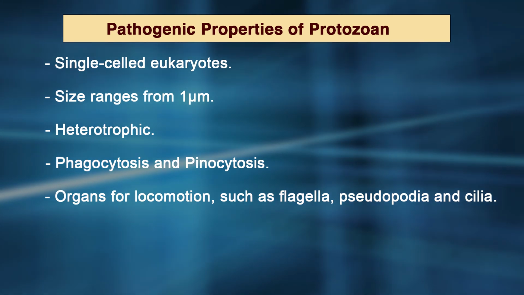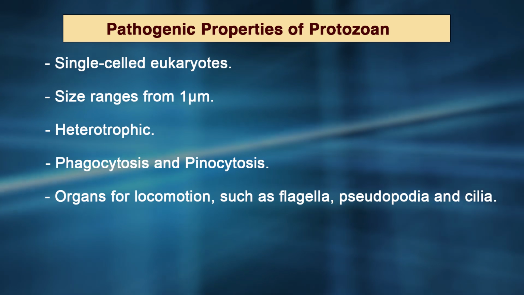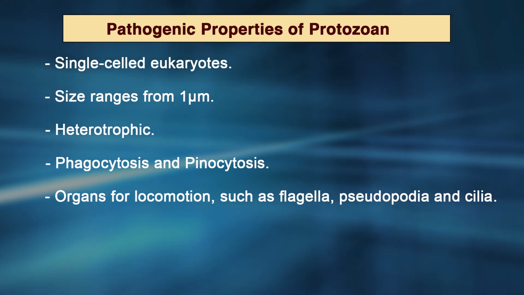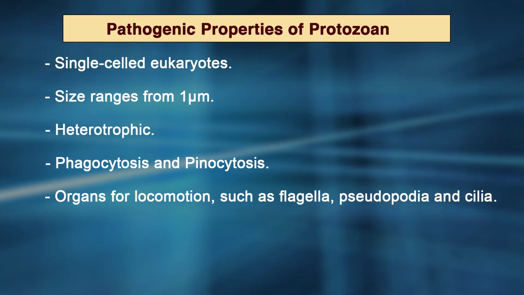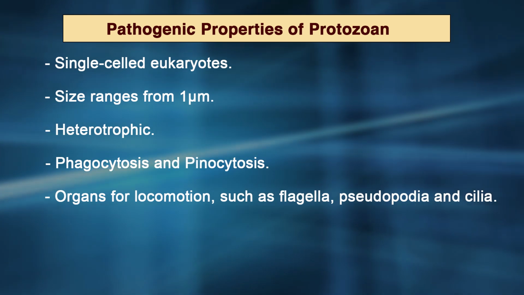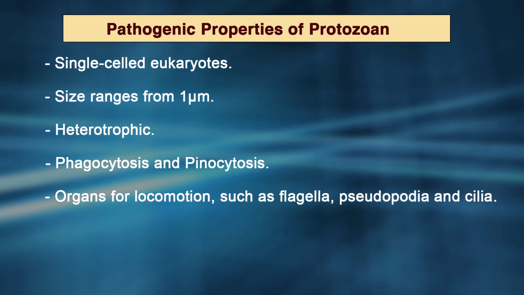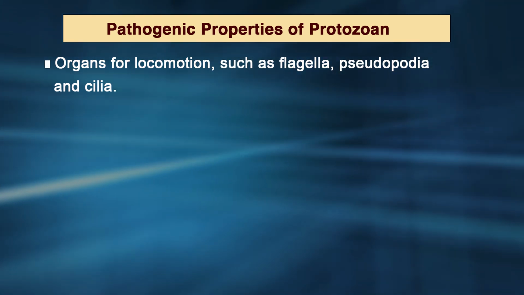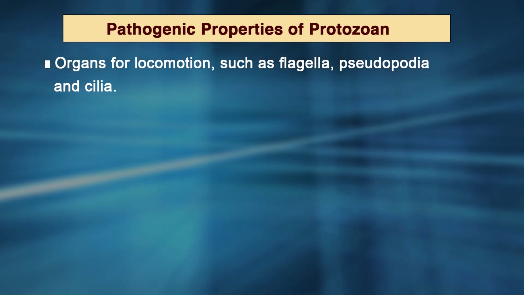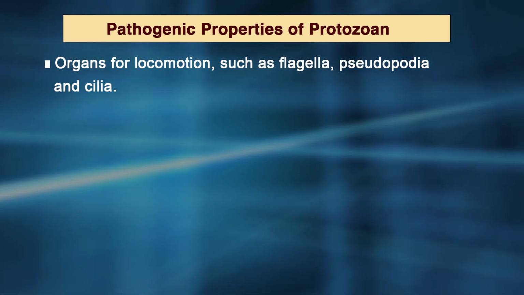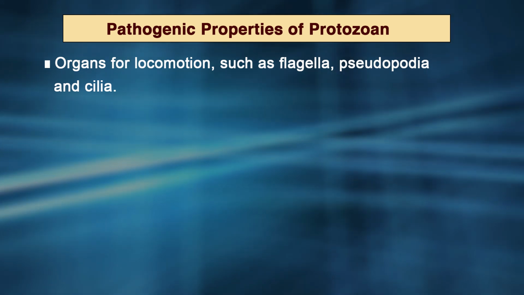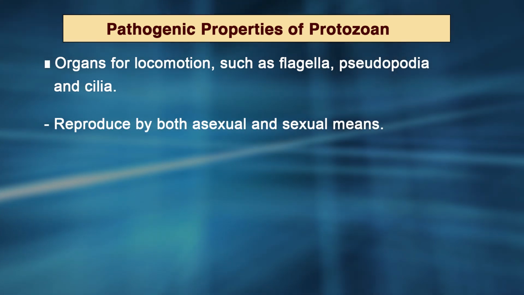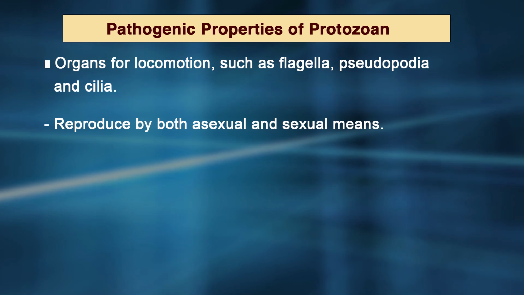They are single cell eukaryotes. The size ranges from 1 micrometer to several millimeters. They are heterotrophic. They show phagocytosis and pinocytosis. They have various organs for locomotion such as flagella, pseudopodia, and cilia. On the basis of their locomotory organ, they are classified as flagellates, amoeba, sporozoa and ciliates. Amoeba have pseudopodia, and sporozoa are spore producing and lack locomotory organs. They reproduce by both sexual and asexual means.